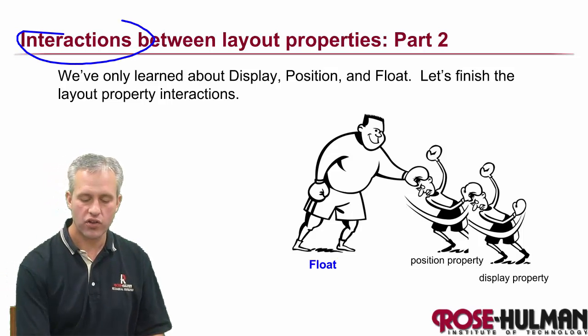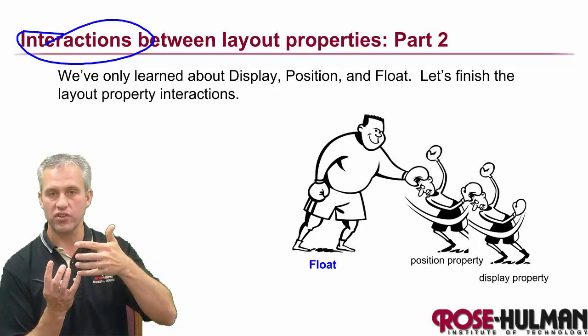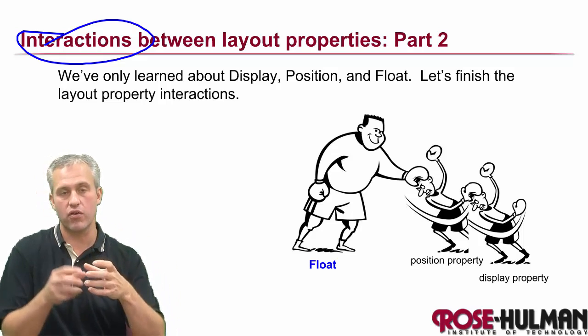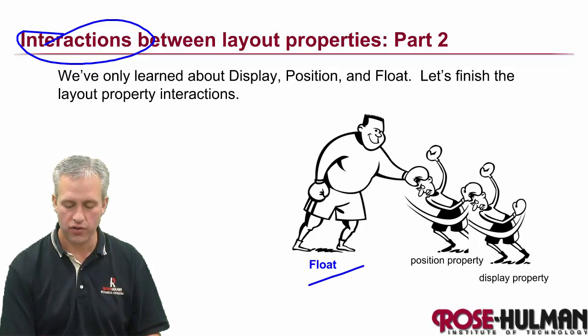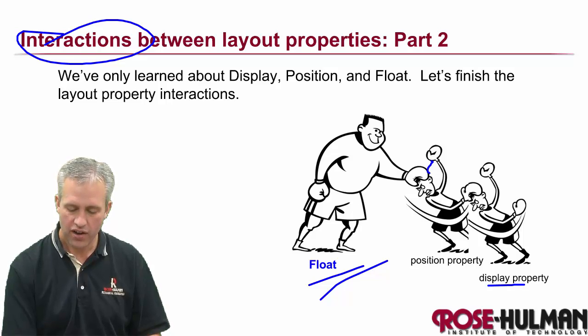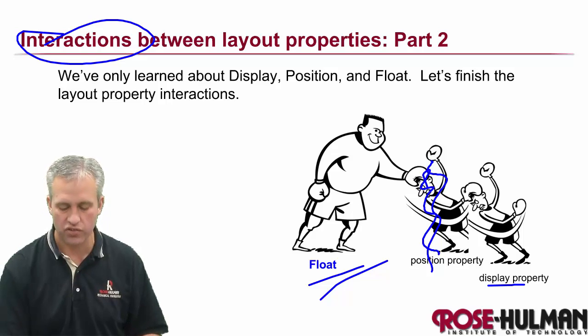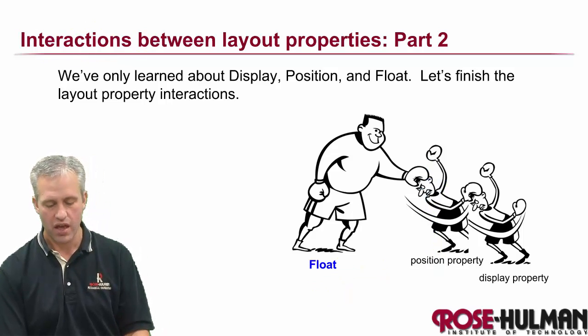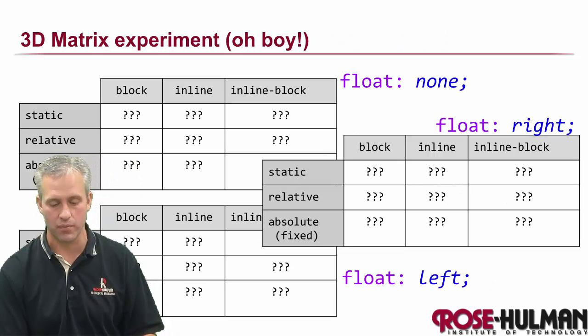Again, I like to talk about interactions. We've got our interactions between display and position worked out. Let's talk about the interactions of float in this mix. For the most part, if you're a float, you're going to ignore display. You're not going to really ignore position. I probably shouldn't have put that on there. I might need to update that, because you do respect position a little bit. But really, the best way to do it is to figure it out with an experiment, right?